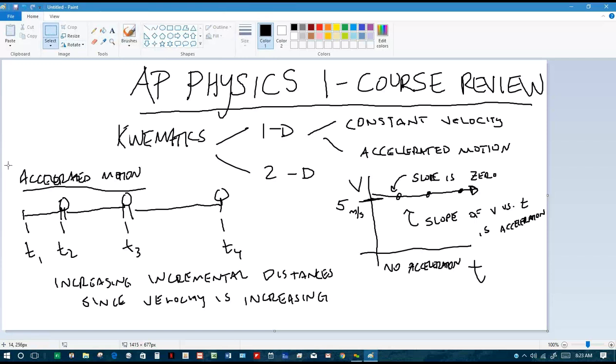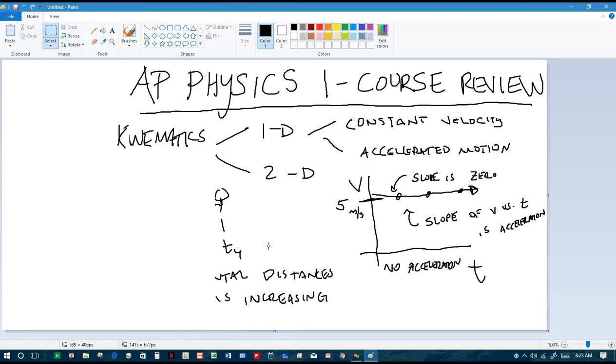Okay, so if you decided that you wanted to graph that, we'll start with the most obvious case, which would be a position versus time graph.